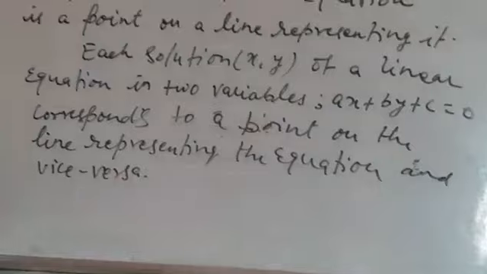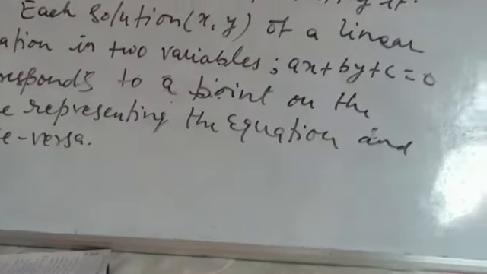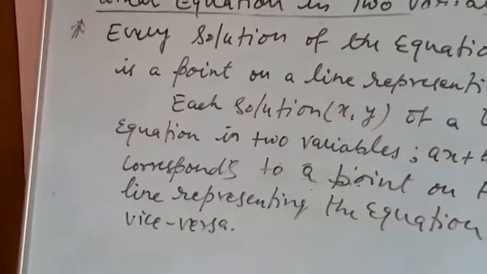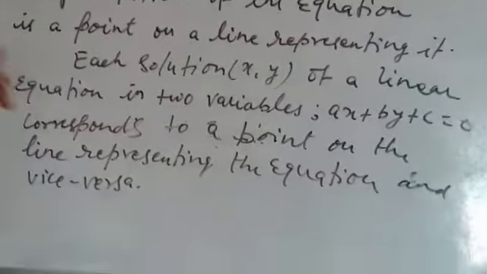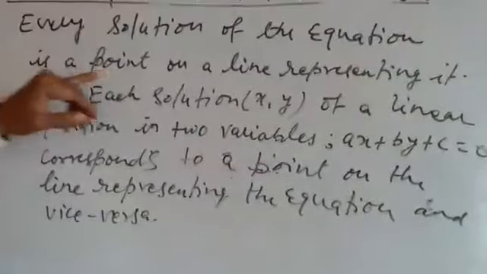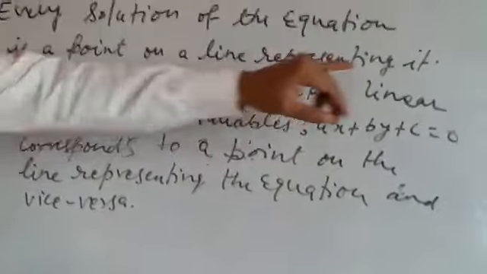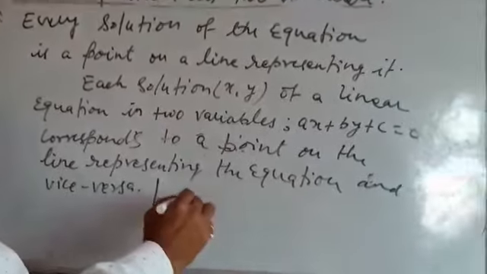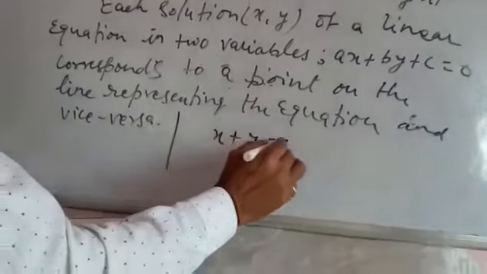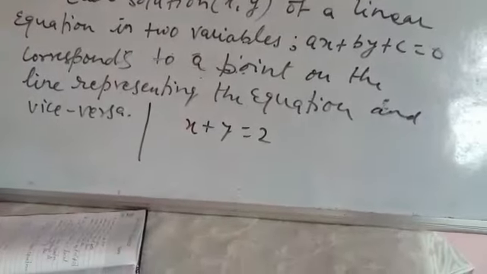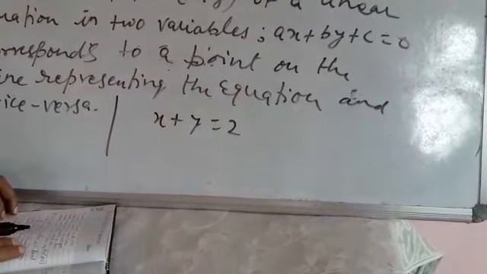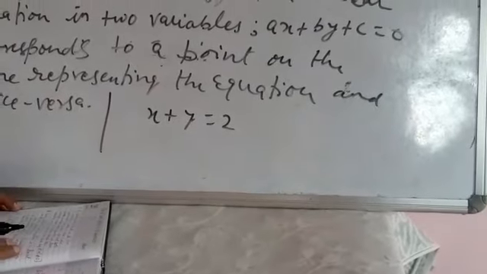So very first, let us have a discussion about these points. This is talking about the solution of the equation that was given, ax plus by plus c is equal to 0. Every solution of the equation is a point on a line representing it. So let us have one example. Suppose I am writing here x plus y is equal to 2. Now, if you remember what you all did in class 9th, you were told to plot the graph of the given equation x plus y is equal to 2.